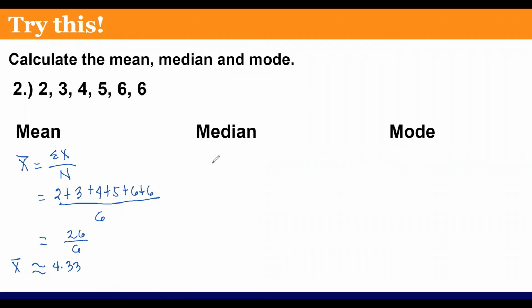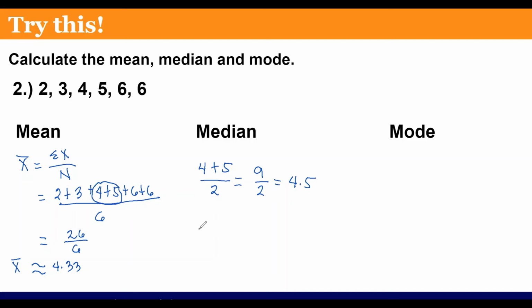So let's proceed to the median. Okay, since we have 6 digits, we are going to get the average of the two numbers in the center, which are 4 and 5. So 4 plus 5 is 9, and then get the average, which is divided by 2. So 4 plus 5 divided by 2 is 9 divided by 2. So we will have 4.5.